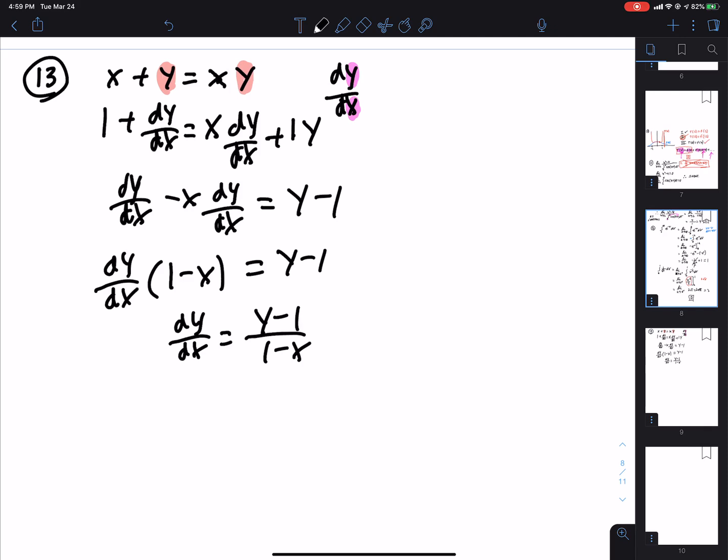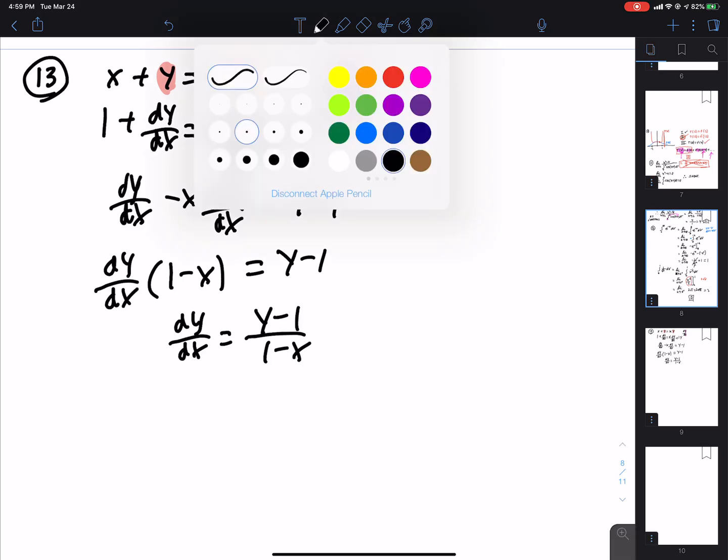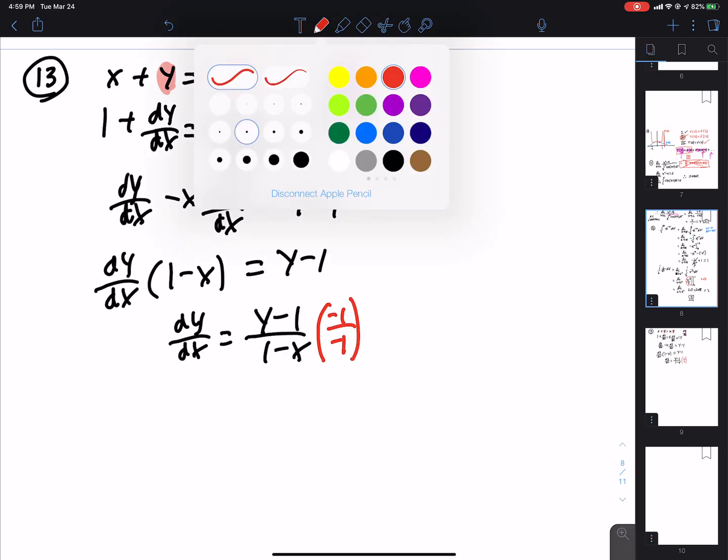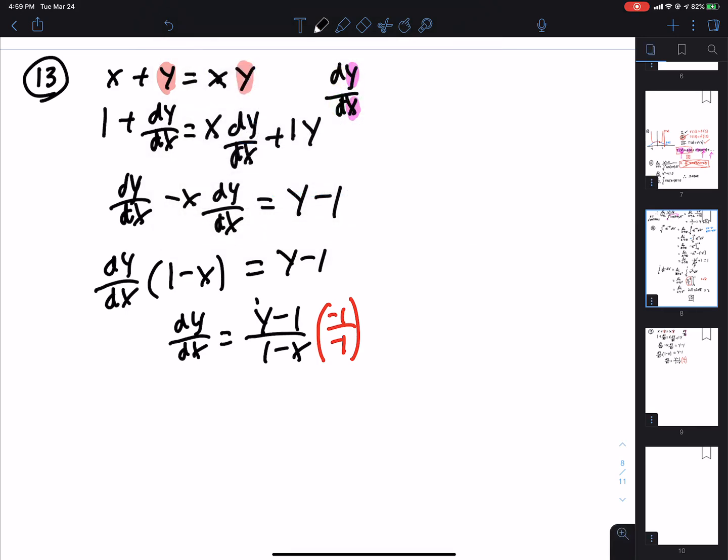Now you'll notice none of those match up, but this is the same as b. Let me show you why. If we multiply by 1 in the form of negative 1 over negative 1, I distribute that. I get 1 minus y over x minus 1, and that's going to be b. That'd be the answer, B.